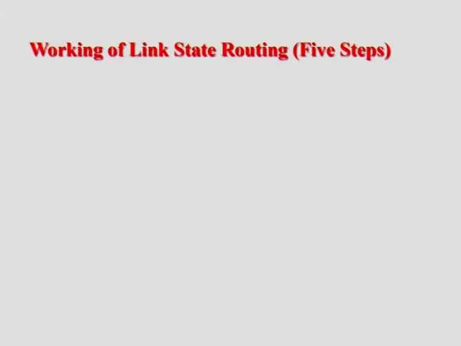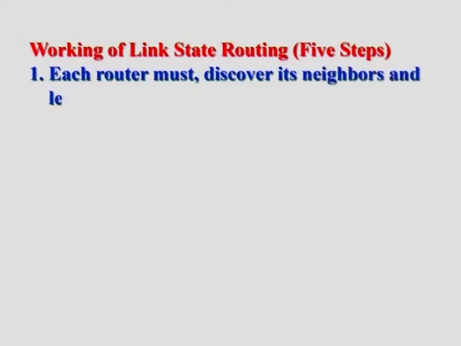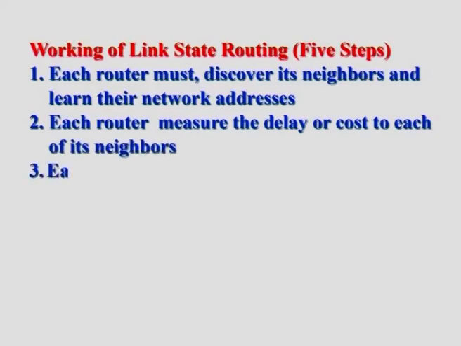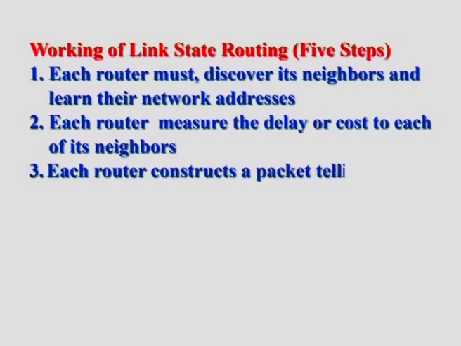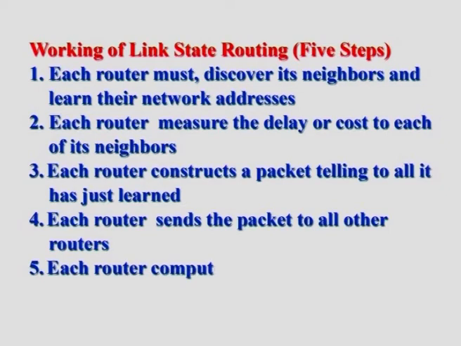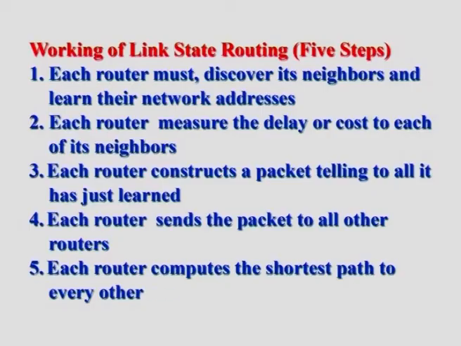The idea behind link state routing is simple and can be stated as 5 steps. Number 1 is that each router must discover its neighbors and learn their network addresses. Step 2 is that each router measures the delay or cost to each of its neighbors. In the third step, each router constructs a packet telling all it has just learned. In step 4, each router sends the packet to all other routers, and in the last step, each router computes the shortest path to every other router.